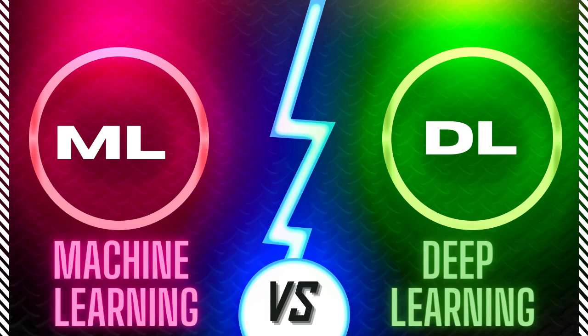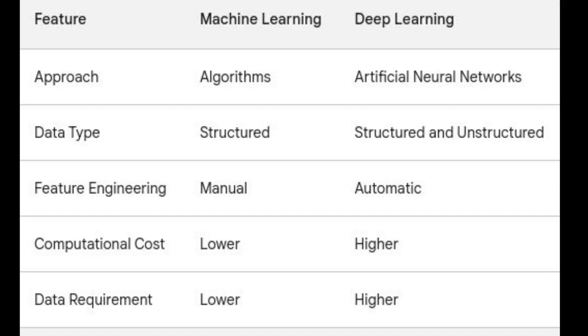Welcome to this video. Large language models like Google Gemini and ChatGPT are powered by machine learning (ML), specifically a subfield called deep learning (DL). Machine learning and deep learning are both fields of computer science that deal with training computers to learn without being explicitly programmed. However, they differ in their approach and capabilities.